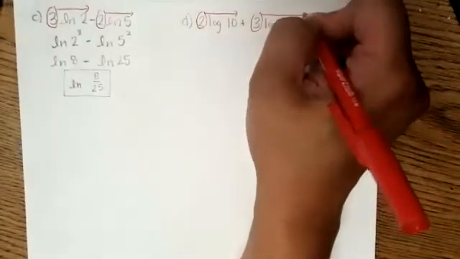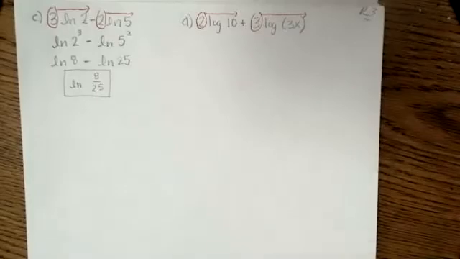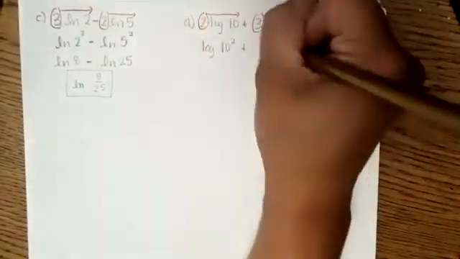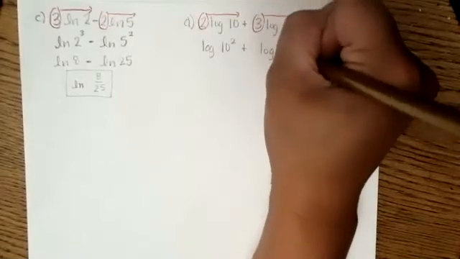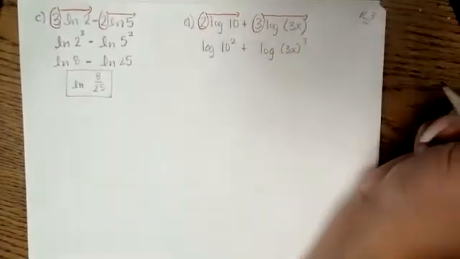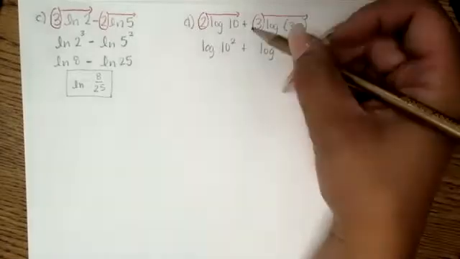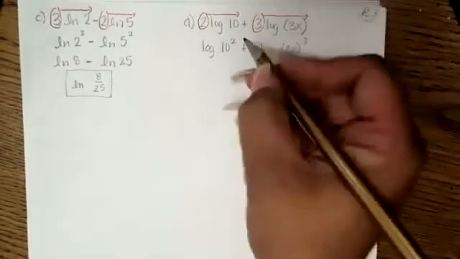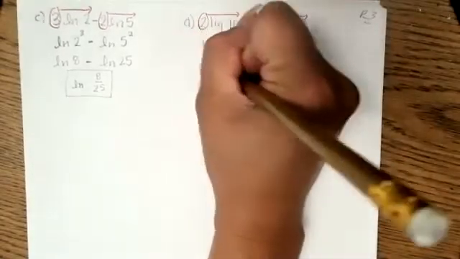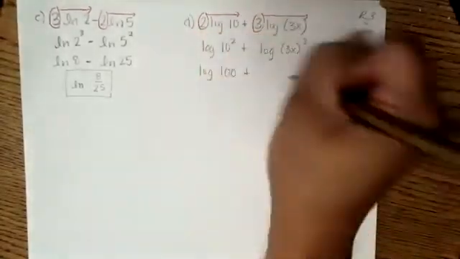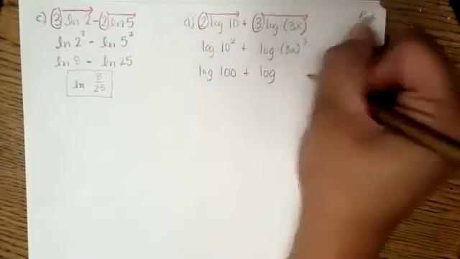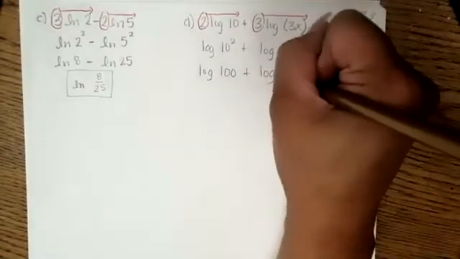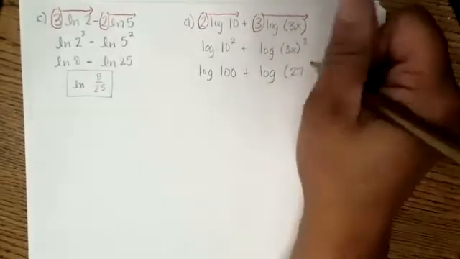I'm going to do the exponents first. So this is going to be a log of 10 squared plus, now here this is going to be a log of 3x to the 3rd power. So that power of 3 applies to 3 and the x. Now 10 squared is going to be 100. And then here, 3 cubed is 3 times 3 times 3, which is 27. And then I have an x cubed.